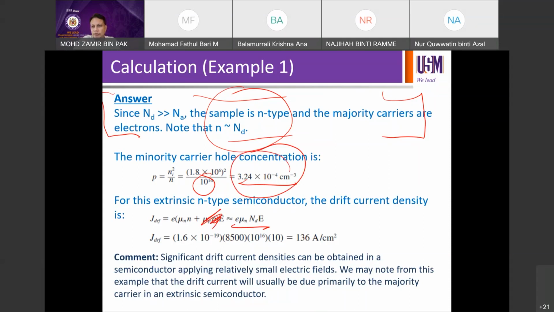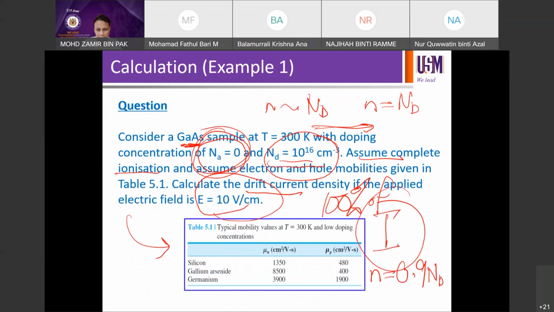If you compare to your N of 10 to the 16, and your P is 10 to the minus 4, it's like 20 orders of magnitude difference. Therefore, you can approximate your J drift to be contributed by only electrons. Then you can just replace all the parameters. Q is known already. Mu is given, go back to the previous page. Mu for gallium arsenide at room temperature for electrons is given. If it's asking for holes, then it's a different story, 400.